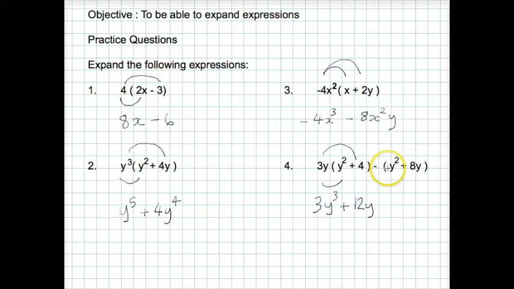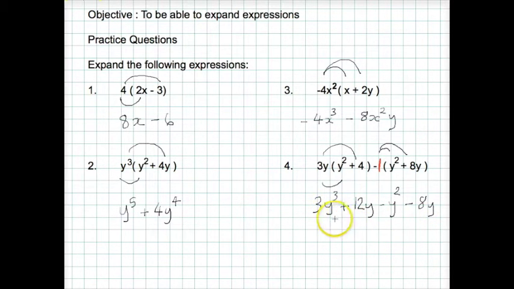When I come into this next bit here, I've got a negative here. What we need to assume here is that there is a number outside the bracket. That number we assume to be 1. I'll just write that in red. Once we've done that, then we can expand it just as we normally would by multiplying these two terms inside the bracket by negative 1. So negative 1 times y squared gives you negative y squared, and negative 1 times positive 8y gives negative 8y.